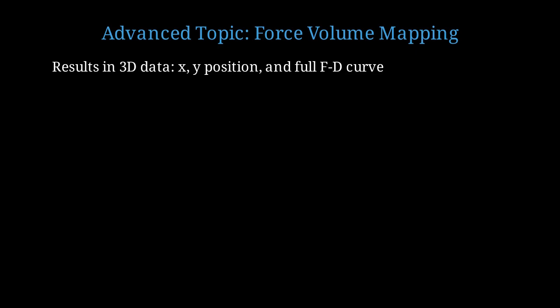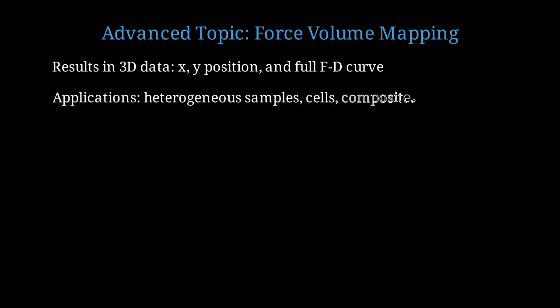Once you've mastered single-point measurements, you can create force-volume maps. This means acquiring a complete force-distance curve at every pixel in an image. This generates a three-dimensional dataset: x and y position, plus the full force-distance curve at each point. You can then create maps of modulus, adhesion, or any other parameter. This is incredibly powerful for heterogeneous samples like biological cells, where you want to map stiffness variations across the membrane, or composite materials with different phases.